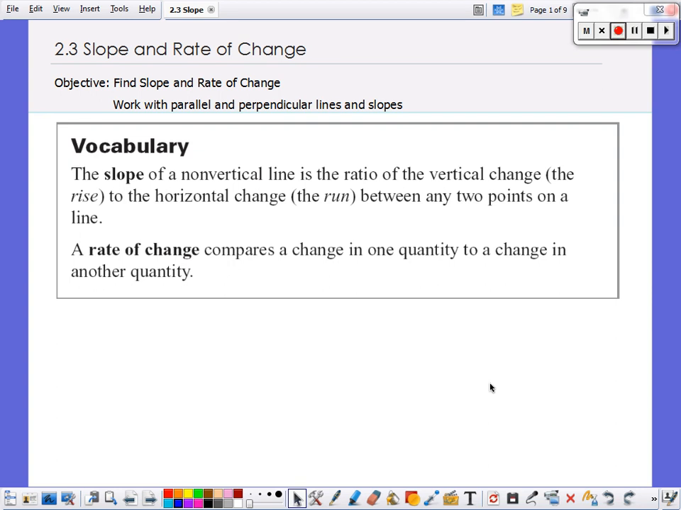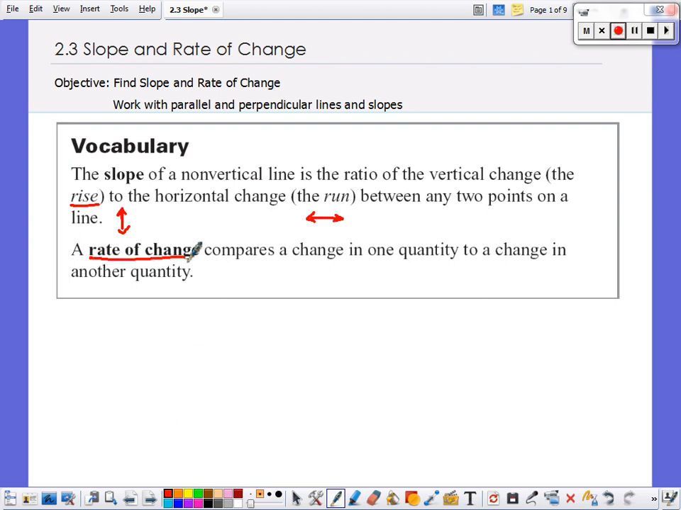Just some vocab, making sure that we understand what we're talking about on these type of problems. When we talk slope, the slope of a non-vertical line is the ratio of the vertical change, the rise, and again, that's what most of us will probably remember about slope, is the rise. That's how far up and down we go, to the horizontal change, which is the run. And remember, the run is left to right between any 2 points on a graph. So how far up it goes and how far over to the left or right does it go is what we're talking about when we're talking slopes.